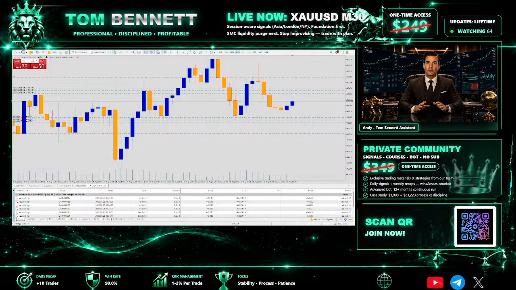Let us begin with the most important filter: context. Context is the environment around the trade. A setup can look perfect on the 5-minute chart, but if the higher time frame context is against it, the trade becomes dangerous. For example, imagine gold is pushing into a major daily resistance while the USD is strengthening.